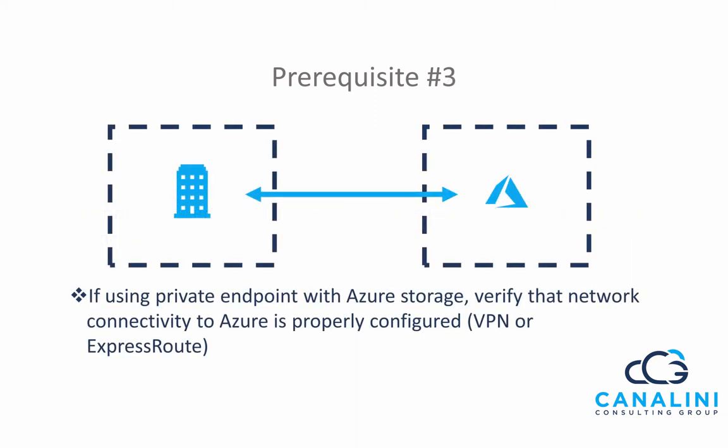Azure provides a way to connect your Azure storage with your local network using a private endpoint. If you're planning on utilizing a private endpoint, then you're going to need to make sure your VPN or ExpressRoute connection to Azure is properly configured prior to beginning this process.